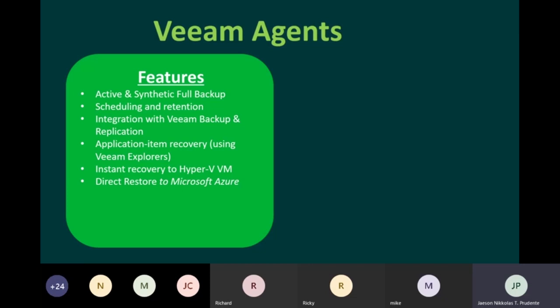If we have the console, we can do a push installation so we no longer need to go to the physical server or application to be backed up. Then for application item recovery, the Veeam Explorer for Microsoft Active Directory is also applicable for the physical environment.